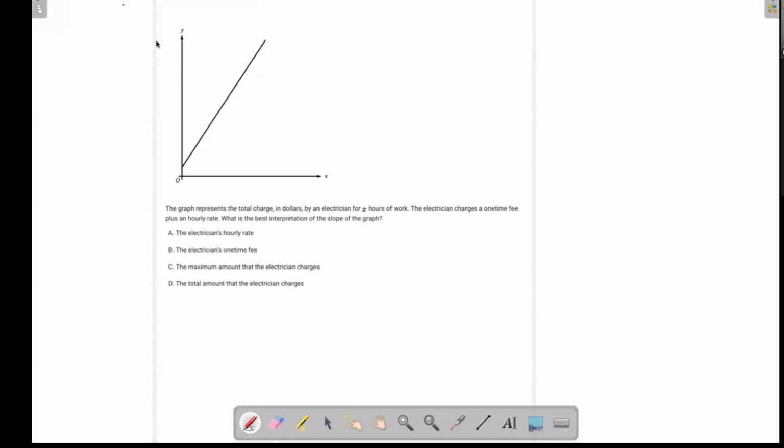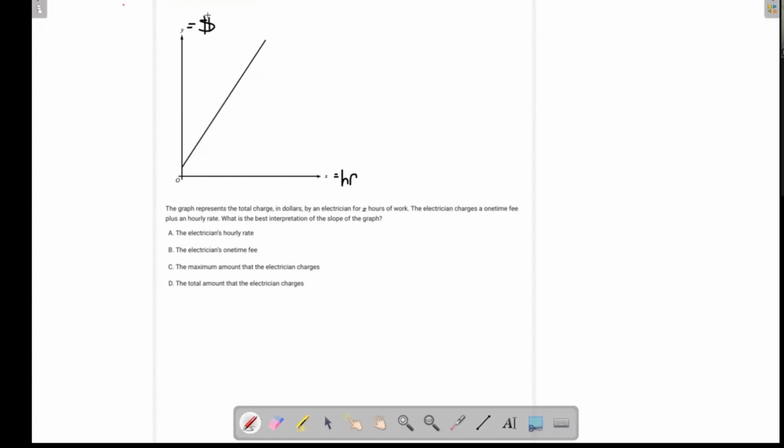We don't know the Y isn't labeled here, but it tells us in the question. Okay, so the graph represents total charge in dollars by an electrician for X hours of work, meaning the X is going to be our hours. And what this is telling us is it represents total charge per hour, meaning the Y is going to be our total charge, which is going to be dollars. Let's just write that up here. So now we have the X and the Y axis labeled.